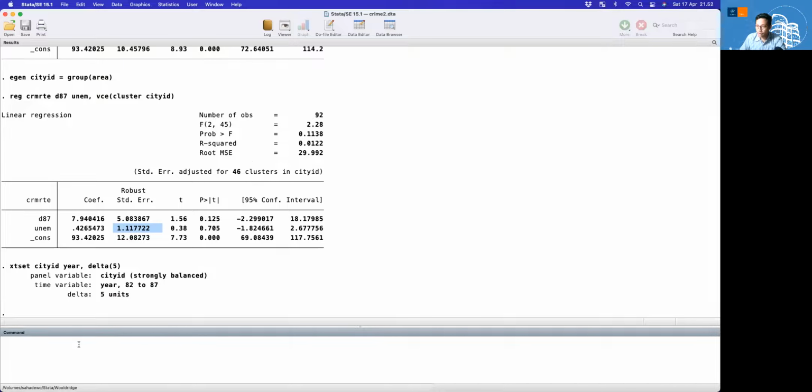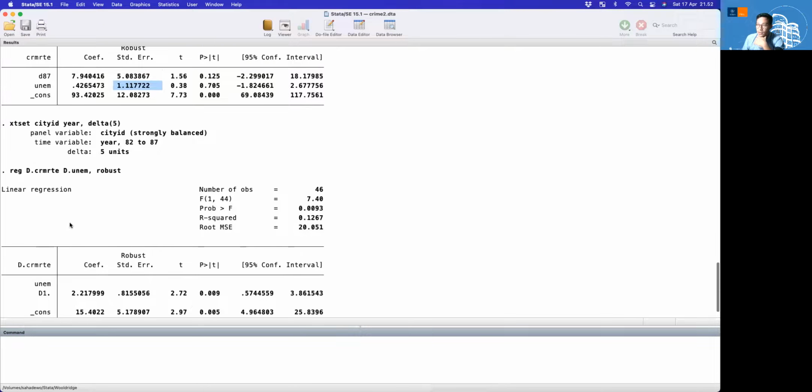Recall that the first difference model is just a regression of the change in the crime rate on the change in unemployment. So in Stata, you're going to use D.crime rate on D.unemployment. In this case, you just have to use the robust standard error. You don't have to use the cluster robust standard error. Why? Because by differencing, you only have one observation for each unit. Then I'm going to run the model.